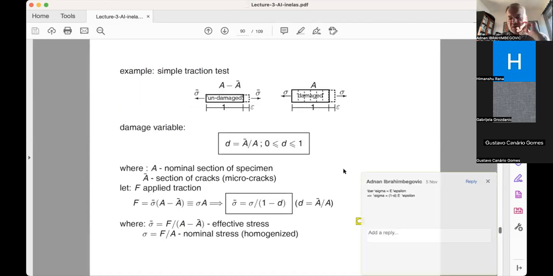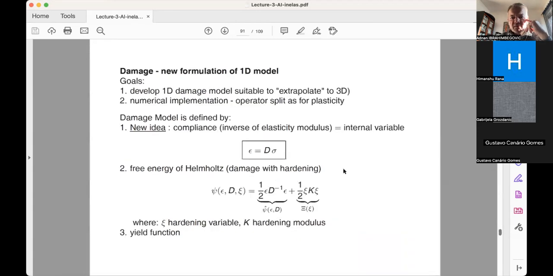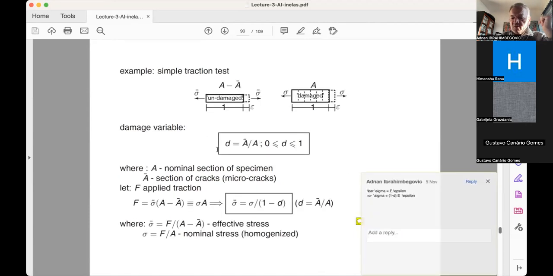So we tried to change this approach and to make the damage model look more like plasticity. But it cannot be fully recovered. There's really only one major step which is different, and that's the definition of the internal variable. So the only thing, which is very simple, is that instead of little d, we introduce big D.